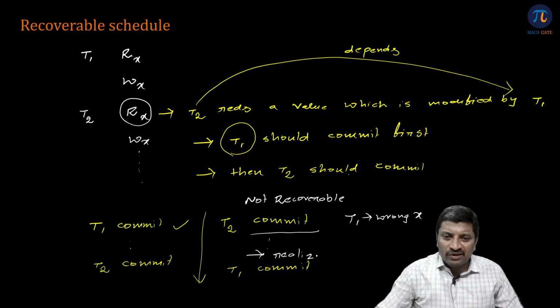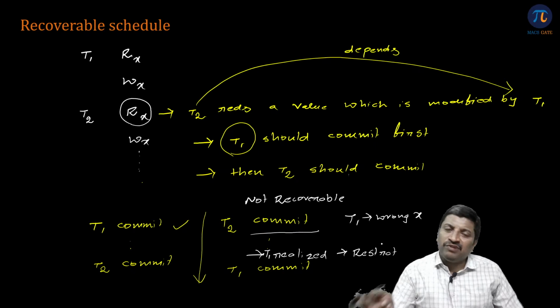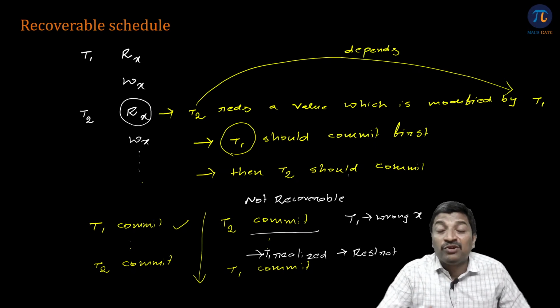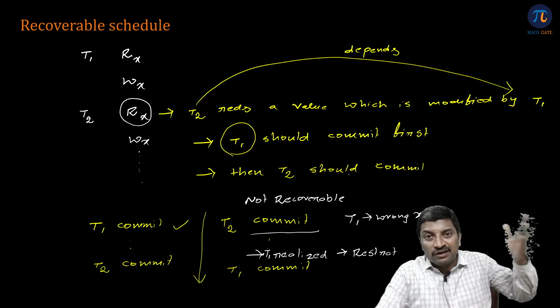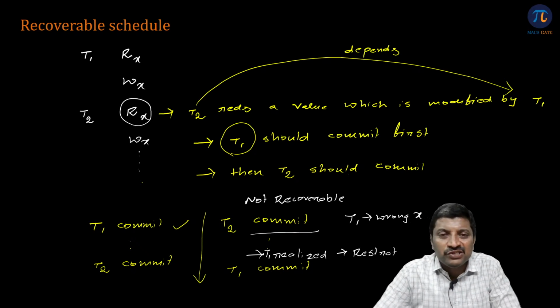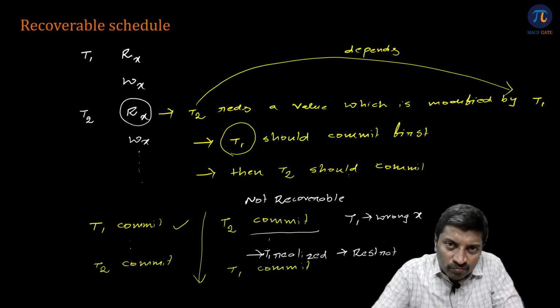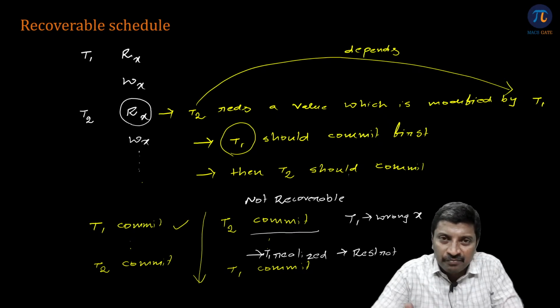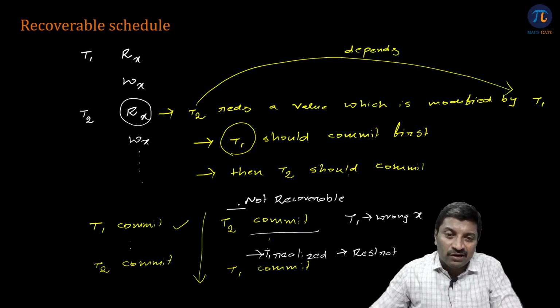So whenever T1 realizes, it will restart, or you can say abort. Then it will work with the correct value of X. But what about T2, sir? He already took the wrong input and he did it and he saved it. That means the mistake of T2 cannot be corrected. Am I clear, sir? So that's why it is called non-recoverable.